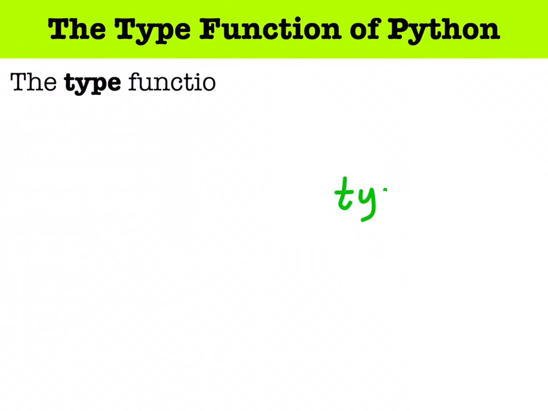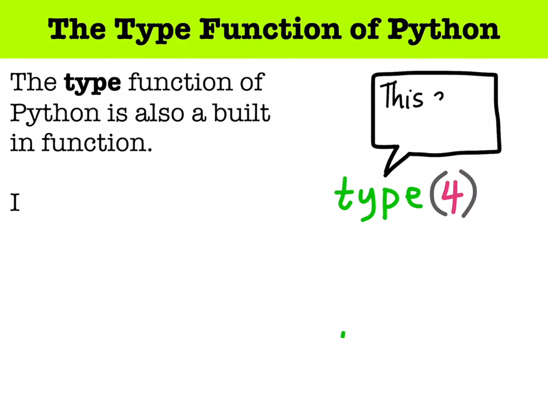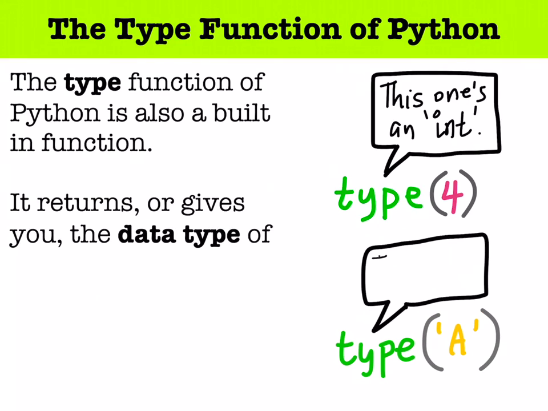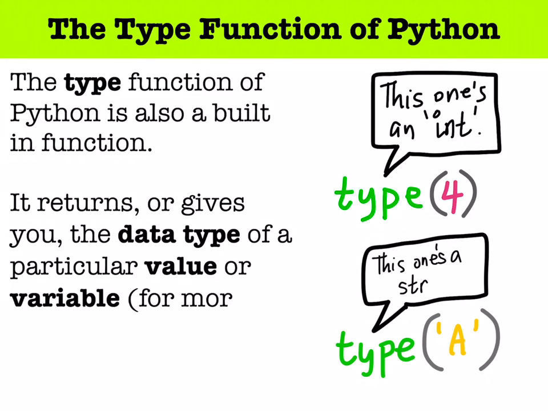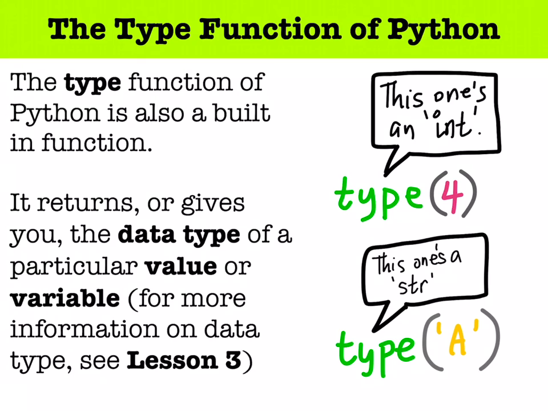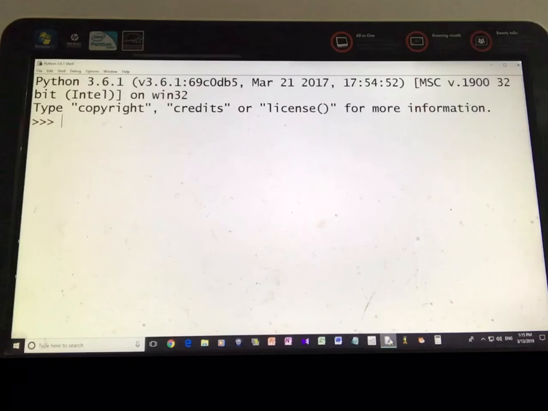The type function of Python is also a built-in function. It returns or gives you the data type of a particular value or variable. For more information on data types, see lesson 3. Here is a clip that shows how the type function is used to get the data type of a value.